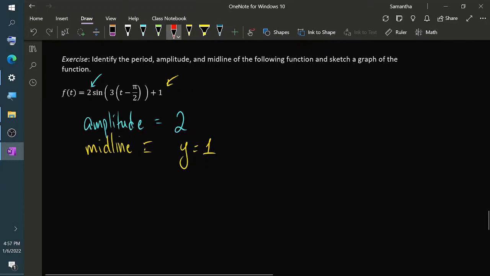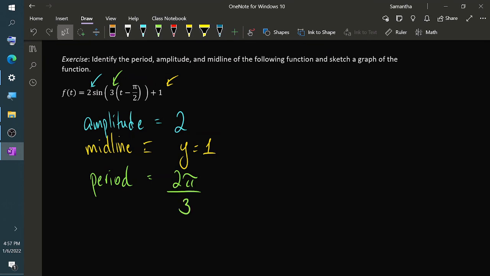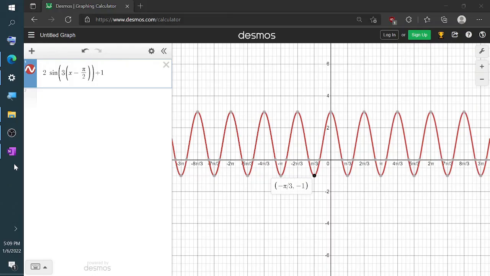What about the period? How long will it take for this graph to repeat itself? Well, the multiplied 3 in the input is a sign that the function is executing its behavior 3 times faster than the normal sine function. So it will only take 1/3 the normal amount of time for the function to repeat. 2 pi divided by 3 is the period.